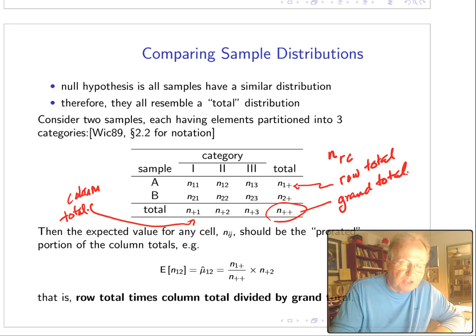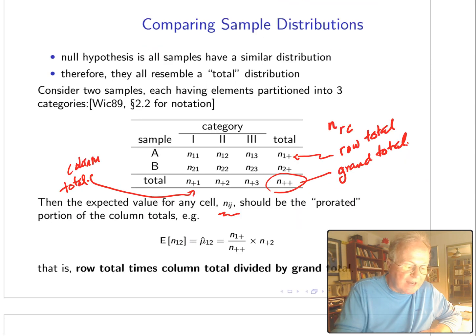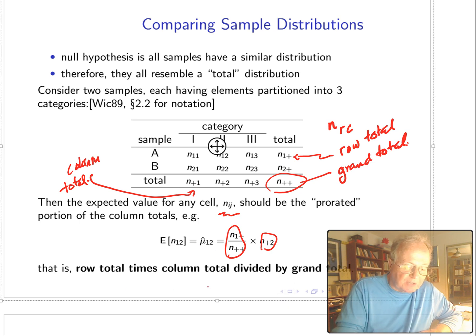Now, homogeneity says that the pattern in each row should be the pattern of the totals. So then the expected value for any cell would be the prorated portion of the column totals. So we'll look at these and we'll prorate them based on how large each stratum is. And so here's the fraction for the stratum, and here's the column total. And so then the expected value can just be calculated as the row total times the column total divided by the grand total.